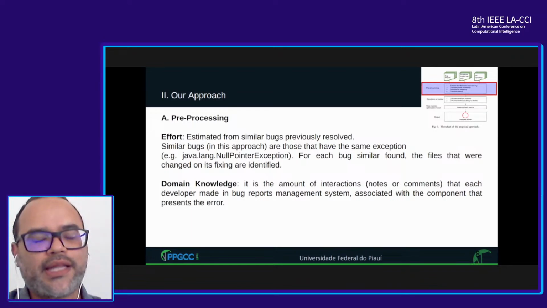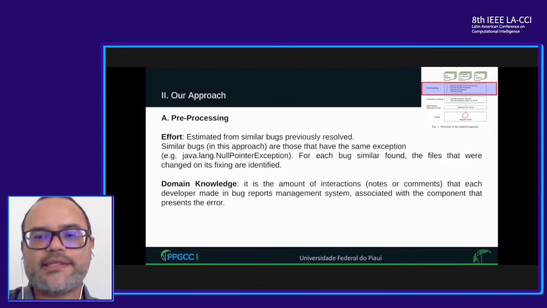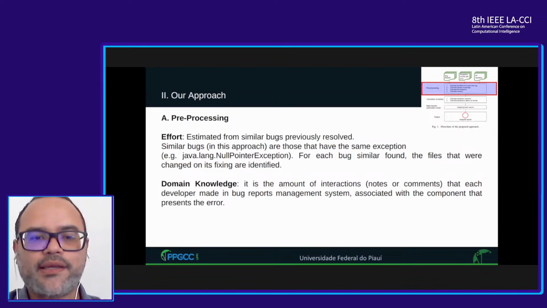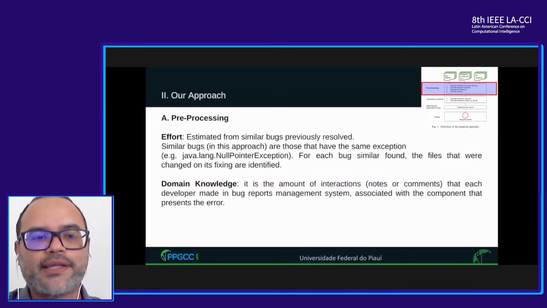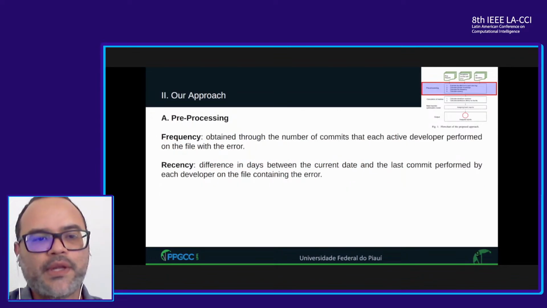The next metric is called domain knowledge. It's the amount of interactions, notes, or comments that each developer made in a bug report management system associated with the component that presents the error. The next metric is called frequency, and it's obtained through the number of comments that each active developer performed on the file with the error.